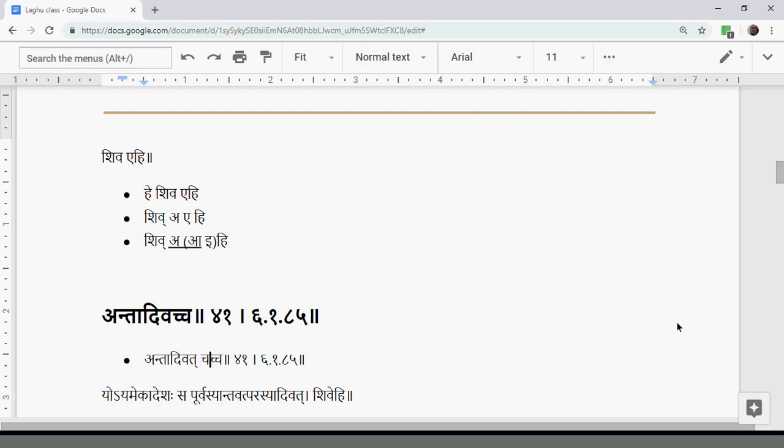Antadi vat cha. Chakara is an avyaya. Antadi vat is also avyaya. Vati pratyaya is added to say what? Tena tulyam or tasya tulyam. It is similar to that. Similar to that means what? Antadi vat. It is like antadi. Like anta or like adi. So antadi itself is a samasa.